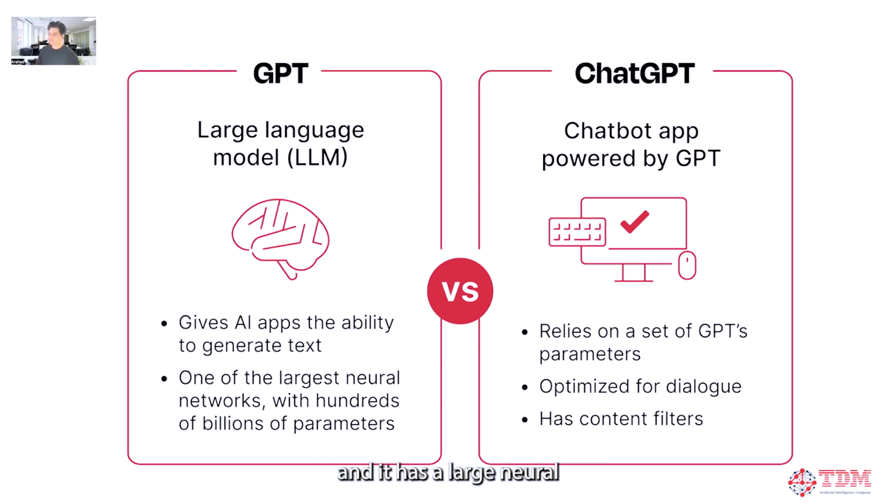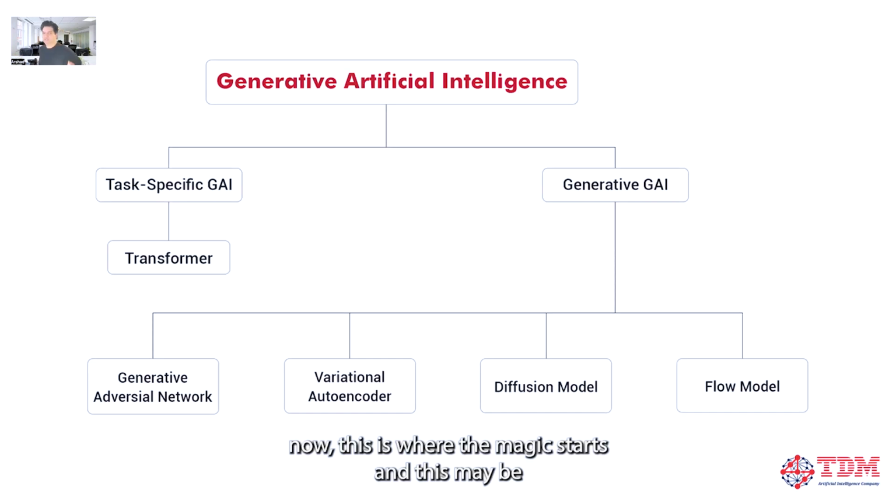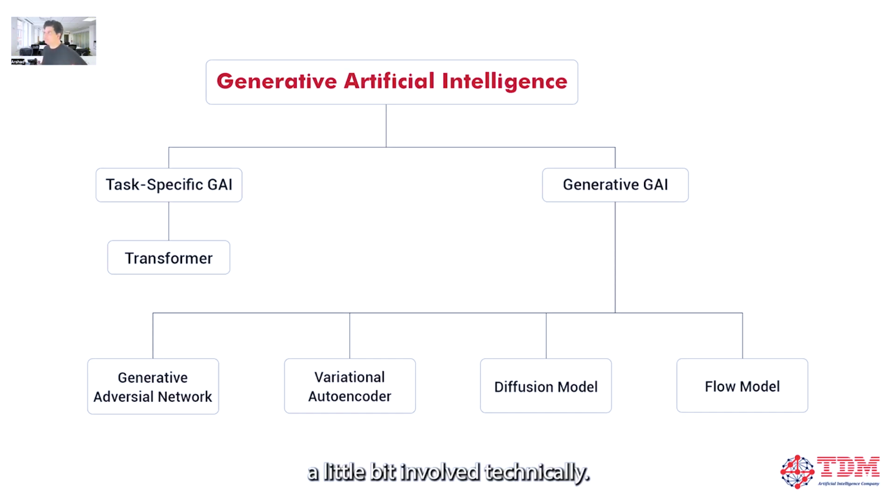GPT has a large neural network with 100 billions of parameters. So we saw what parameters are. Now, on the ChatGPT side, you have a dialogue way to prompt, which is prompting, it has a content filter, and it gives you a response in terms of text. So it's an application on GPT. Now, this is where the magic starts, and this may be a little bit involved technically.